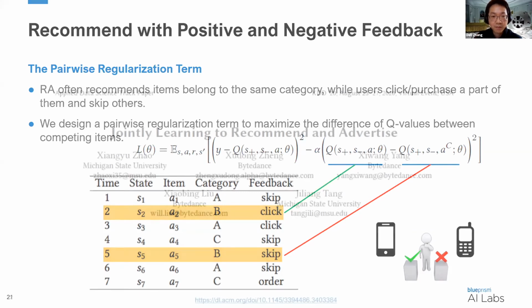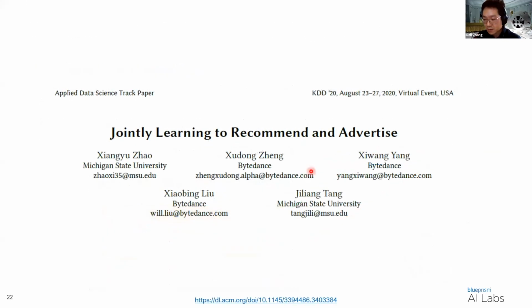Okay, the third paper that I would like to mention talks about the joint learning of recommendation and advertising. This paper is from work done by researchers in ByteDance. In Western countries, people are more familiar with their mobile app called TikTok. ByteDance is the company that makes the mobile app TikTok and many others that are very popular in China.